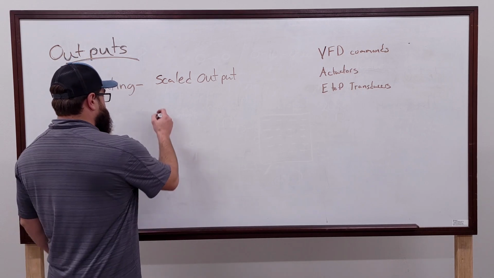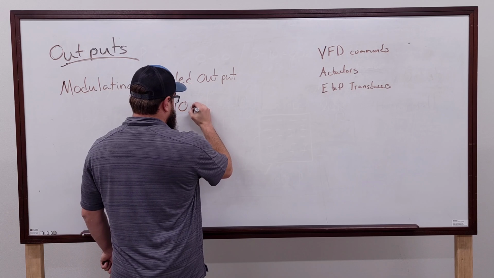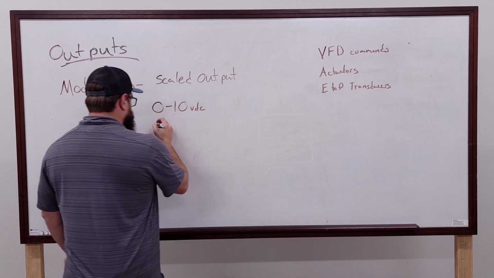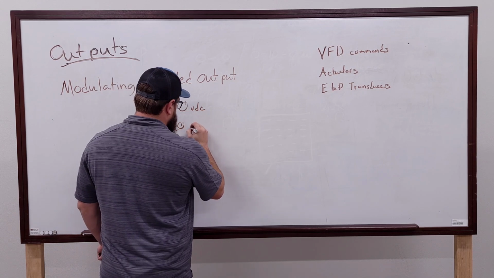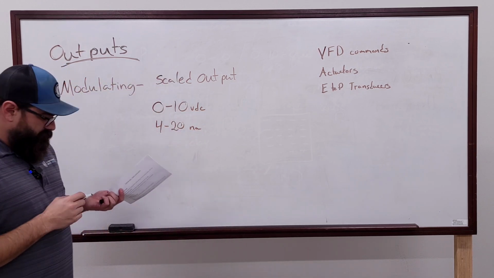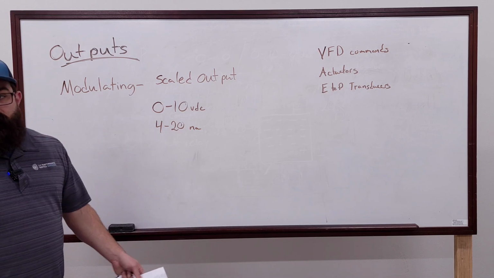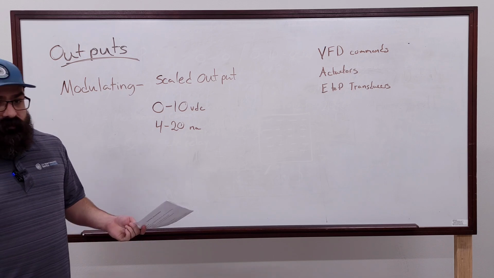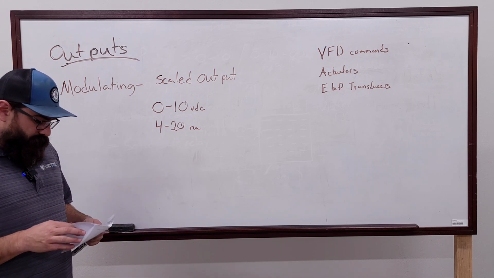Yeah, so they are 0 to 10, anywhere in that range, or they are 4 to 20 milliamp. And you can take those outputs and scale them in any number of ways. Whatever you're sending that to is scaled.